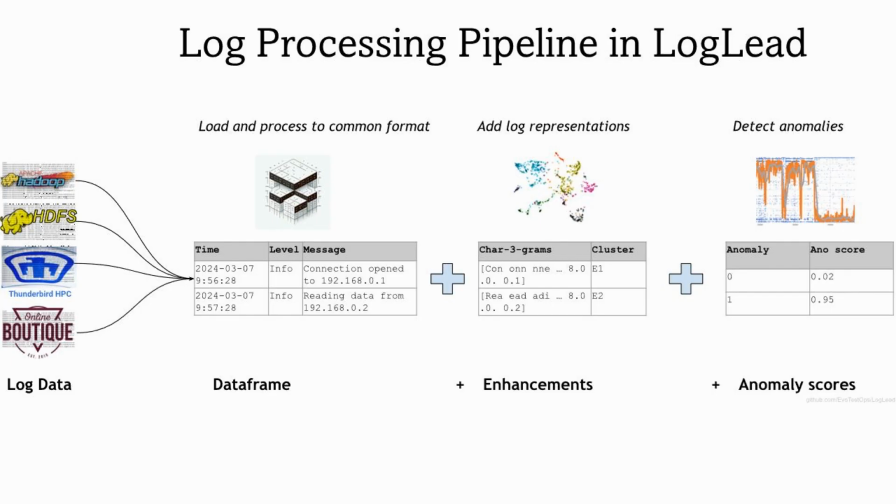Third, enhancements are introduced to generate alternative data representations, such as character-level n-grams. Finally, anomalies are detected and scored. These scores highlight unusual patterns or deviations from normal behavior, pointing out potential issues that require attention. By following these steps, the pipeline enables the use of a unified approach for processing logs from multiple systems.